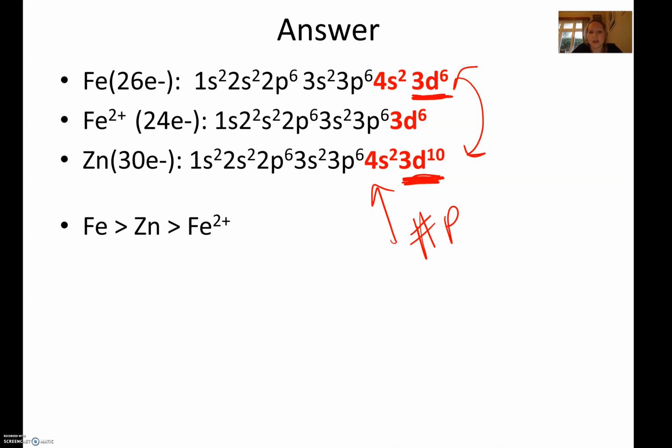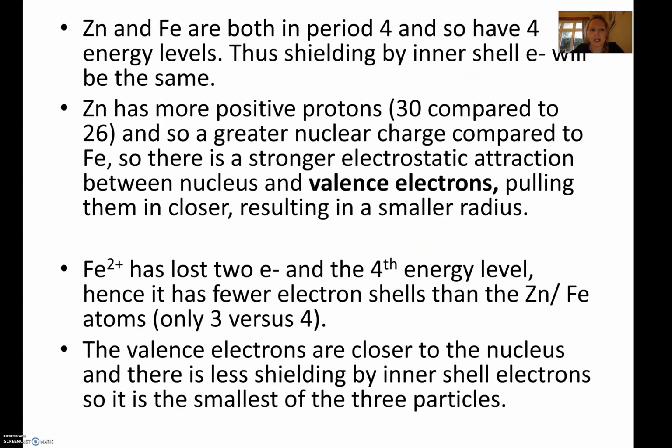And then the reason why I've done these electron configurations is you can see both of the atoms have got electrons in energy level 4, which Fe2+ does not have. So that means that Fe2+ has lost that outer energy level, so Fe2+ will be the smallest out of the 3 because it's not got that energy level, which means its valence electrons are now closer to the nucleus with less shielding by inner shell electrons, and therefore will be smaller. Okay, so all of that's written here.